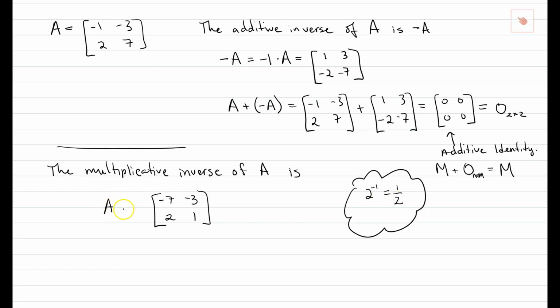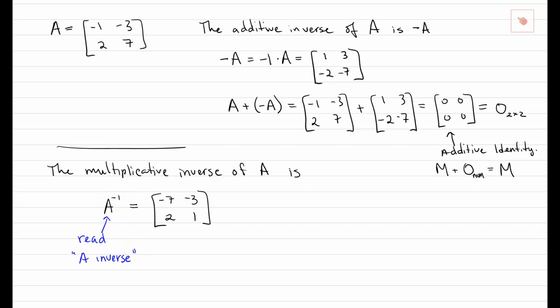The same notation is used in the world of matrices. So the inverse of the matrix A, we write as A to the -1. And the reason that this is the multiplicative inverse is because if we multiply A by A inverse, we'll get what passes for 1 in the world of matrices, that is the identity matrix. So let's check to see if that's really true. So let's multiply A by A inverse.